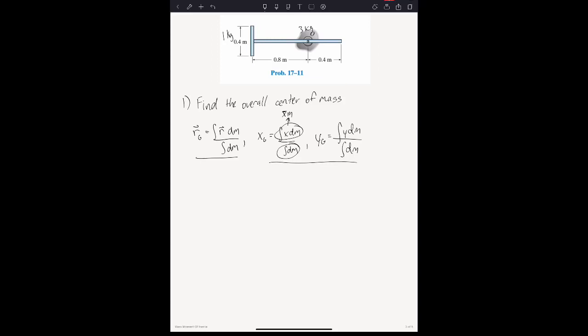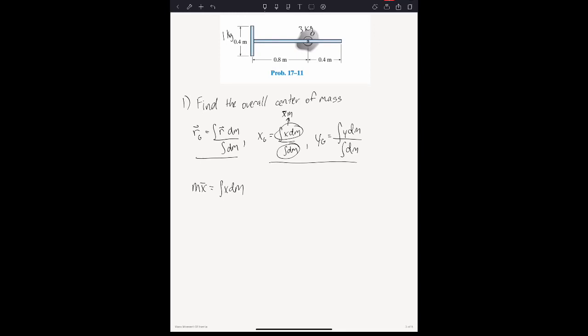Well, let me write this down below. M times x bar is equal to the integral of x dm. In fact, this is the entire point of the center of mass in the first place. This location is where you could put all of the mass and multiply them together, and you get the same value as you get for this integral. That's the point.